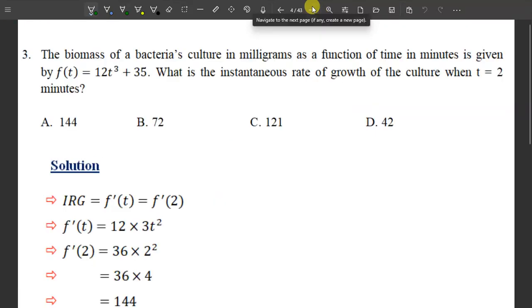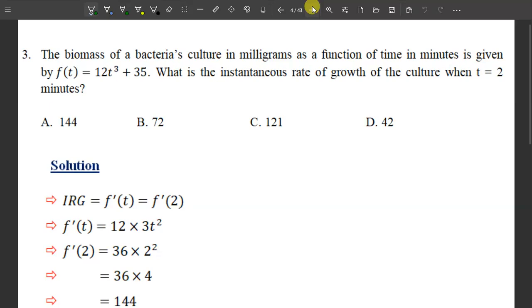This question looks like an application of derivatives. It says the biomass of a bacteria culture in milligrams, as a function of time in minutes, is given by f of t equals 12t cubed plus 35. What is the instantaneous rate of growth of the culture when t is equal to 2 minutes?